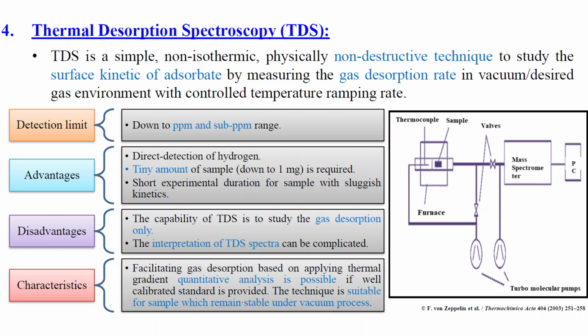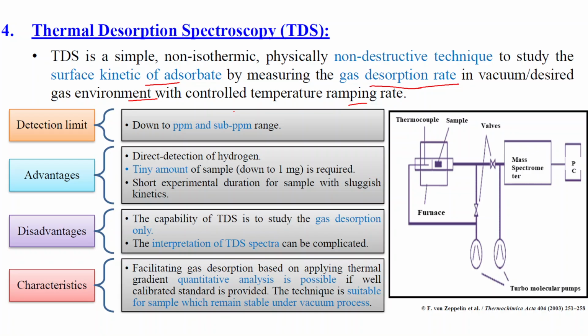Now, thermal desorption spectroscopy. It is a simple, non-isothermic, physically non-destructive technique to study the surface kinetics of the adsorbate by measuring the gas desorption rate in a vacuum or desired gas environment with controlled temperature ramping. So what happens here? Surface kinetics of the adsorbate is studied by measuring the gas desorption rate in a vacuum or desired gas.